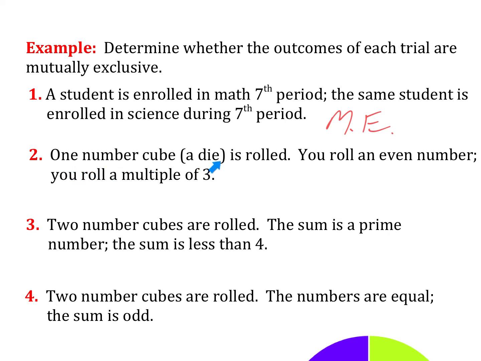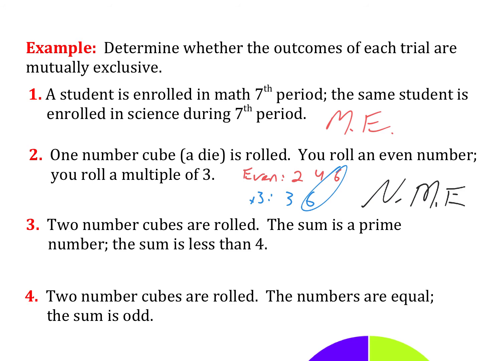One number on a cube, or a 6-sided die, is rolled. You roll an even number. You roll a multiple of 3. So are those two events mutually exclusive? We have even numbers. So evens are 2, 4, and 6. And then multiples of 3 would be 3 and 6. Well, here I'm noticing, hey, there's an overlap. So since there's an overlap, these are not mutually exclusive. NME, not mutually exclusive.